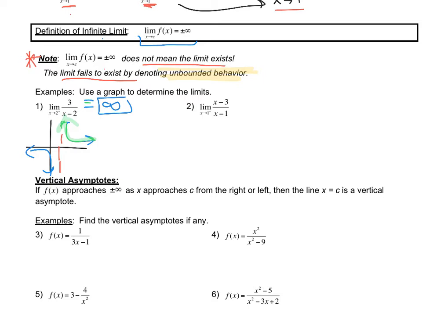Which is really telling us two things. It's telling us that the limit doesn't exist, specifically because it's unbounded. Instead of writing does not exist, we can write infinity. That's the correct answer. But it's specifically denoting why it doesn't exist, and that's because it's unbounded. I'm going to do number 1 again.